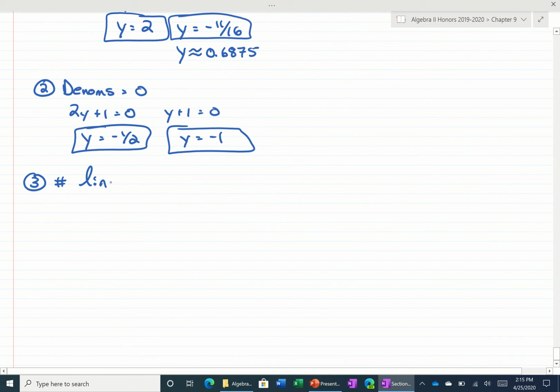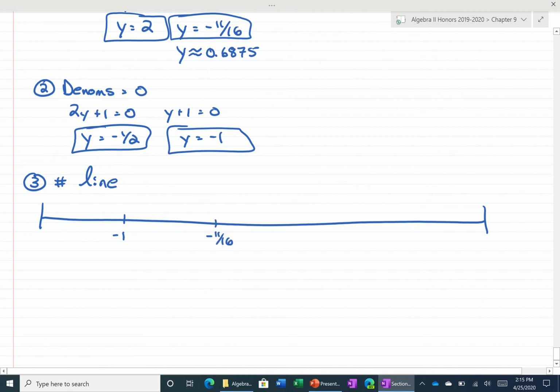So for our number line, we're going to have, let's see, negative 1, negative 11 over 16, which is about 0.6875. We're going to have negative 1/2, and we're going to have 2. So you could pick numbers in each region.